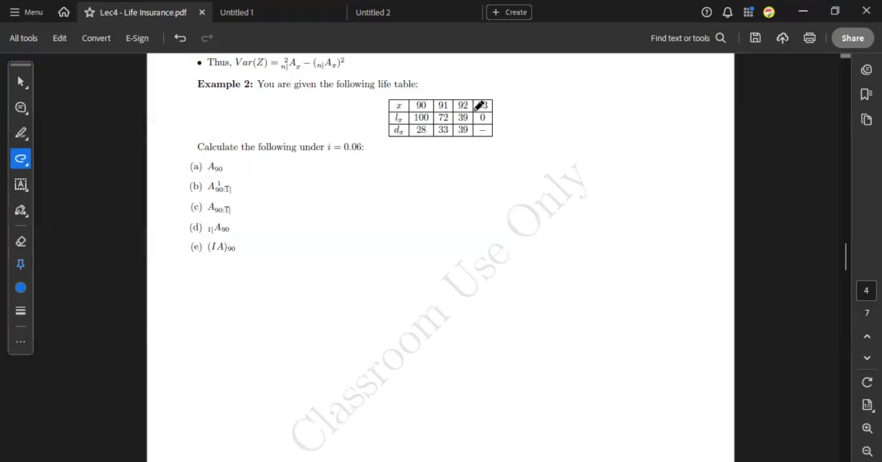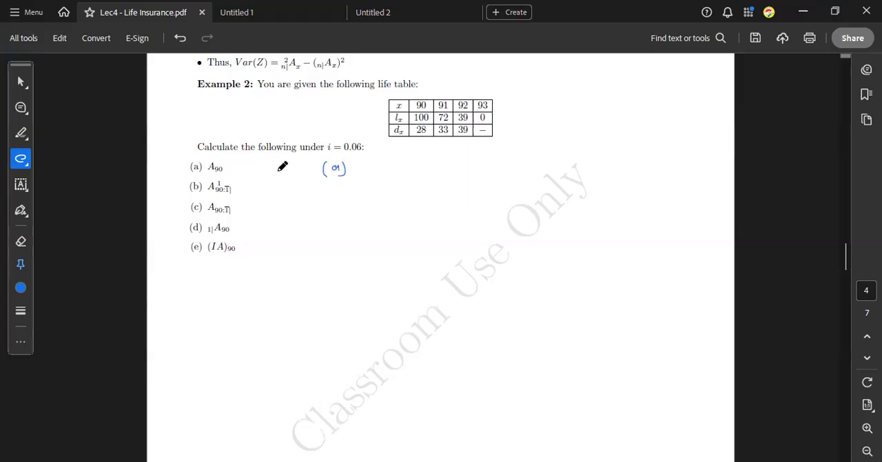That means at the age of 92, the number of survivors and the number of deaths are the same for the same year. So the risk-free interest rate is 0.06, and we are asked to find the actuarial present value, or the net single premium, of a whole life insurance purchased by a person who is at age 90. And the death benefit is paid at the end of the year of death.